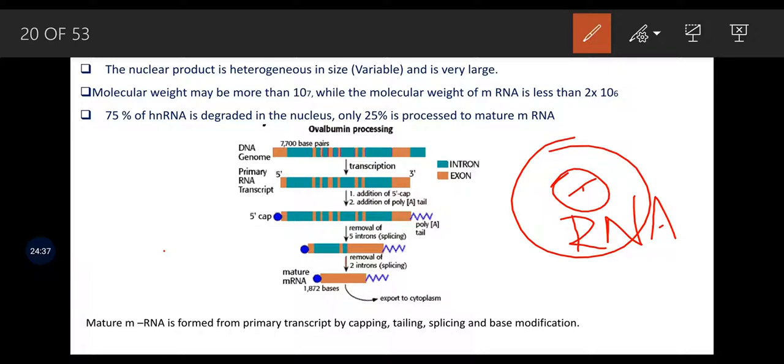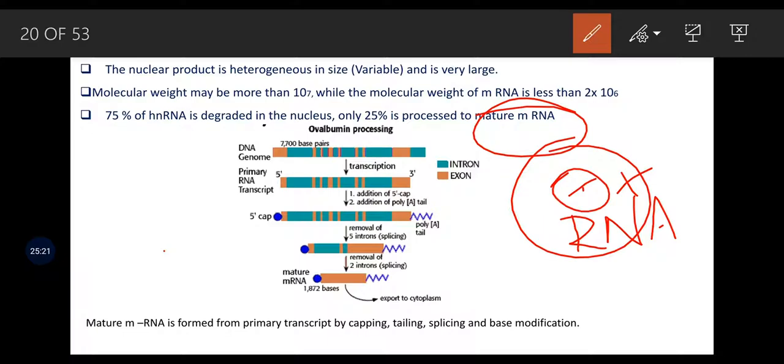The nuclear product is heterogeneous in size or variable and is very large. Molecular weight may be more than 10 raised to 7. That means hnRNA is the immediate product of transcription. Here the molecular weight is 10 raised to 7, while the molecular weight of mRNA is 2 into 10 raised to 6 or less than that. That means mRNA is the processed form of hnRNA. 75% of hnRNA is degraded in the nucleus, only 25% is processed to mature mRNA, and that mature mRNA will move to the cytoplasm, where translation takes place.